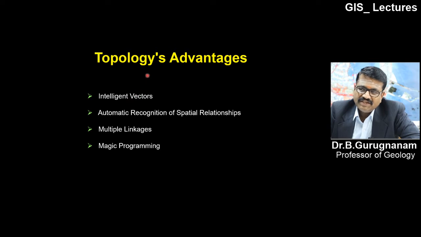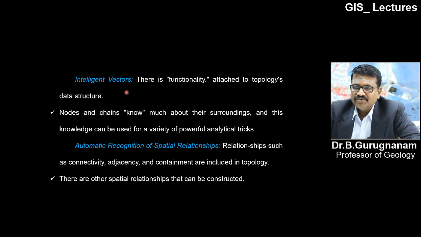And topology, what are the advantages of topology? It is an intelligent vector. It is automatic recognition of spatial relationship. Multiple linkages will be there. Magic programming. So intelligent vector, as we know, there is a functionality attached to the topology data structure, I mean at the back end. Nodes and chains know much about their surroundings. Yes, in the last slide we have seen, and this knowledge can be used for a variety of powerful analytical tricks. Automatic recognition of spatial relationship is established.